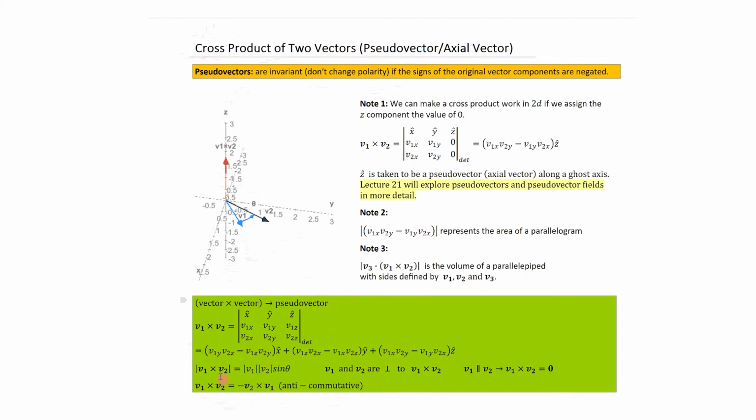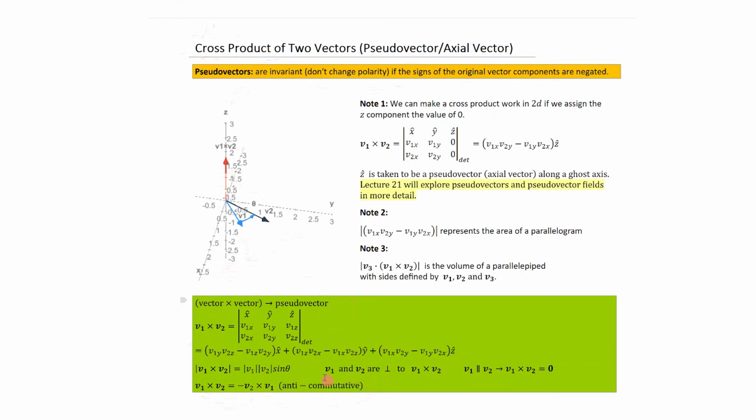If I were to take the magnitude of the resultant, that is the cross product of v1, v2, then this is equivalent to the magnitude of vector v1 times the magnitude of vector v2 times the sine of the angle between the two vectors. This is almost the dual of a dot product. In one case you use cosine, whereas here you use sine.